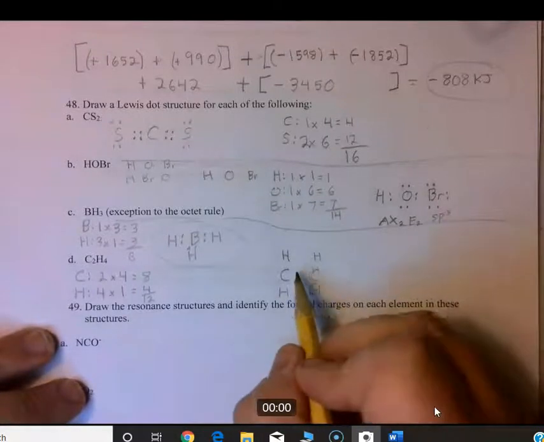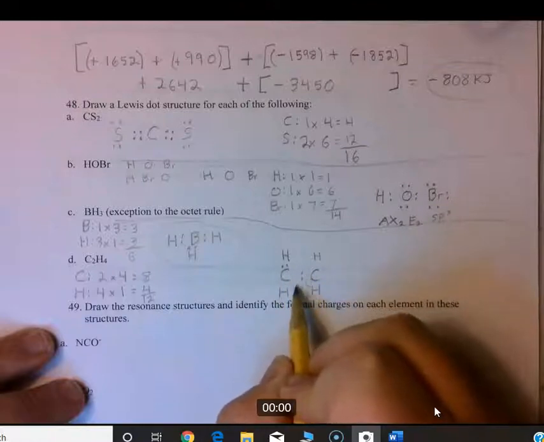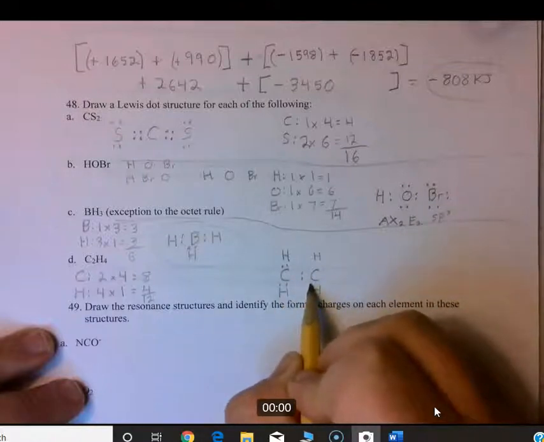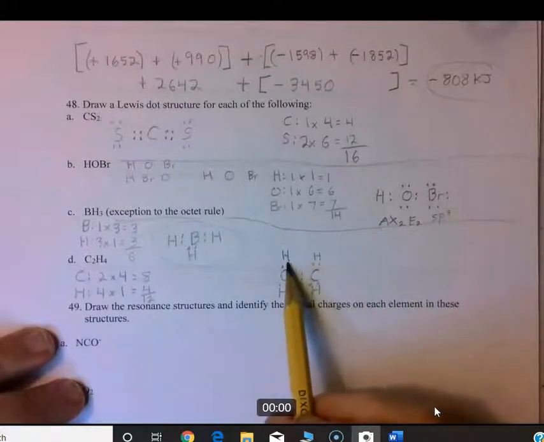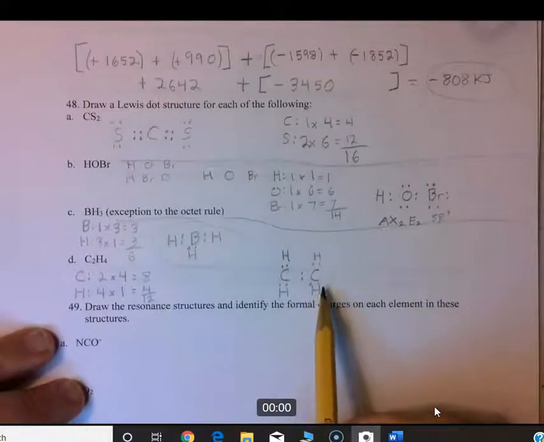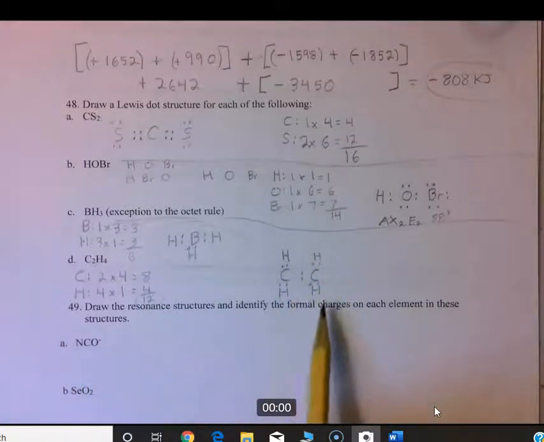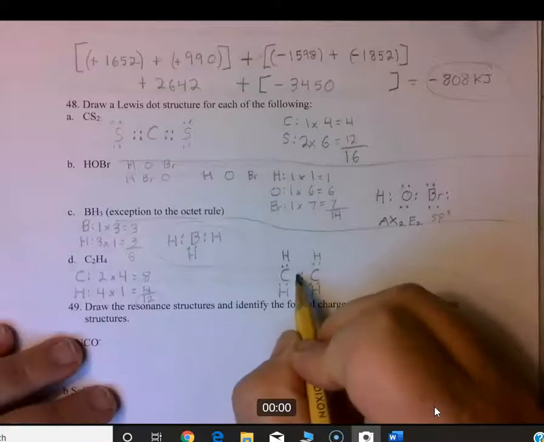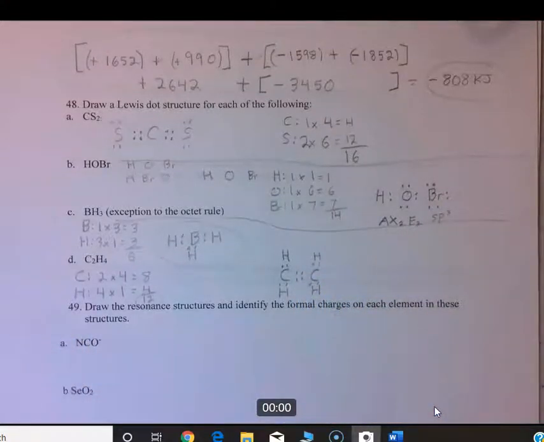We need 12 electrons, so you put single bonds between everything. Right there. Okay, so we use up 2, 4, 6, 8, 10. We need to use up 12. And hydrogen is fine. It has its octet, 2 electrons. Carbons only have 6. So we can solve that problem by adding 2 more electrons there. It's a double bond for ethylene, and that takes care of that.